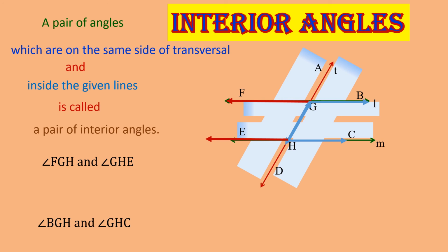So as you have seen, line T is a transversal for lines L and M, and interior angles are formed on either side of the transversal, and they form a U alphabet, a horizontal U alphabet, and the two angles are lying between lines L and M. I hope the concept is very clear. So see you with the next video.